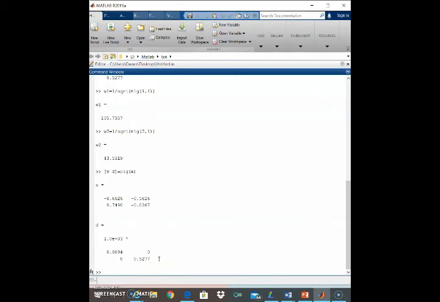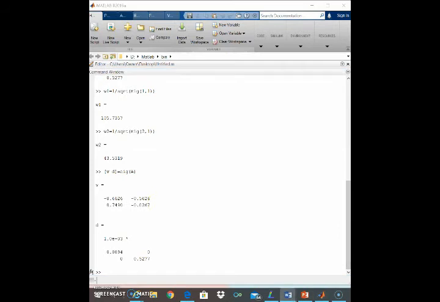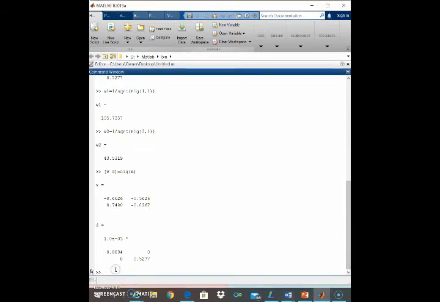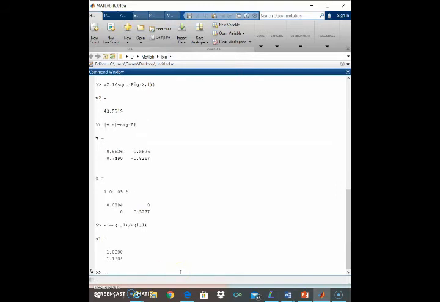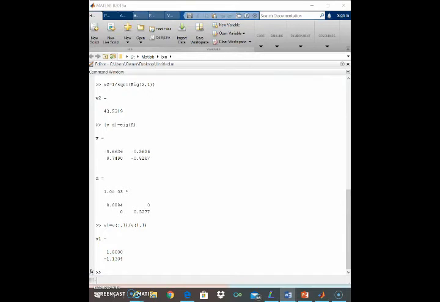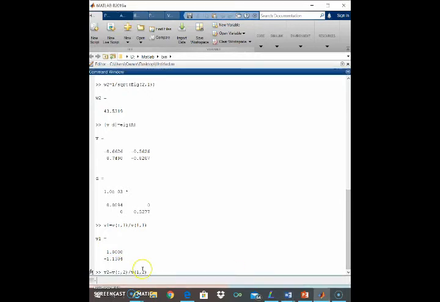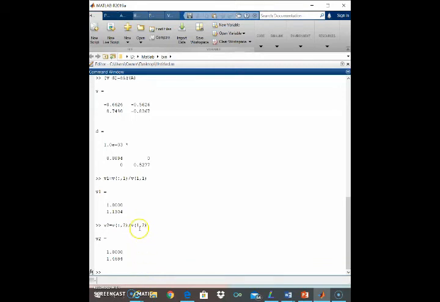Next, we insert [V, D] equals eig of A, and this is the mode shape matrix. From this, we input V1 equals V column 1 over V(1,1), and this is the first mode shape. And V2 equals V column 2 over V(1,2), and this one will be the second mode shape. And that's all for the neoprene process.